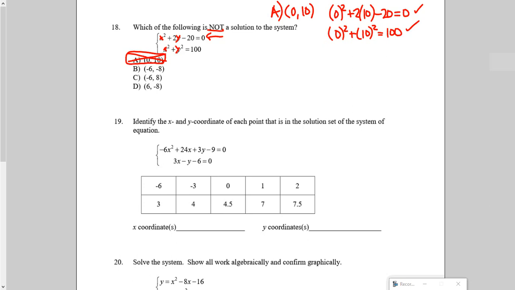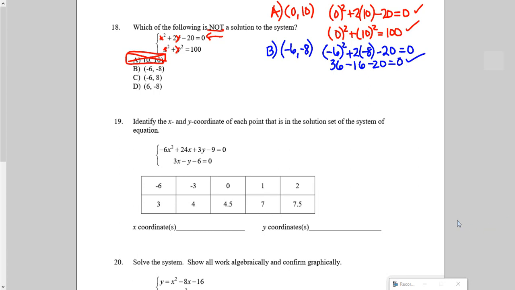All right, now I'm going to try B. For B, the point I had was -6, -8. So if I plug in x is -6, I have -6 squared plus 2 times -8 goes in for y. So up here I have 36 minus 16 minus 20. Does that equal 0?